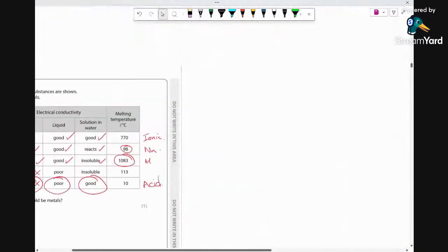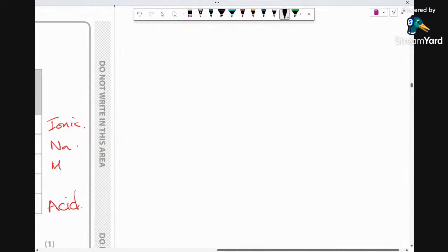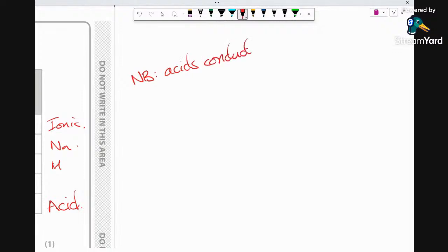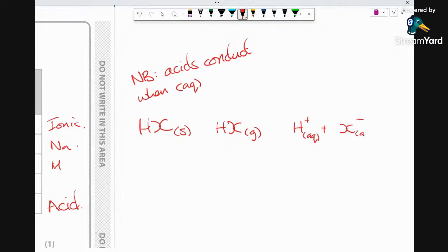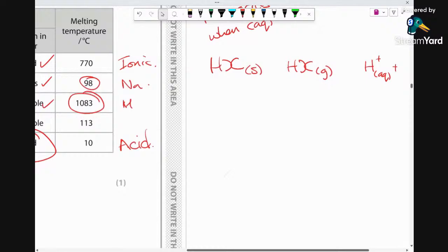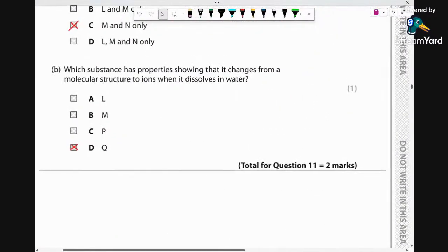Just to clarify that, what's actually happening is the acids are special. This is a nota bene off this paper: acids conduct when dissolved, when aqueous. Dissolved and aqueous is the same thing, by the way. This is because we have the general formula of HX. As a solid, no ions. As a gas, no ions. But when it's dissolved in water, it forms H plus and X minus, and that now will conduct. It's dissociating to give me ions, and if ions are free to move, I'll conduct electricity.